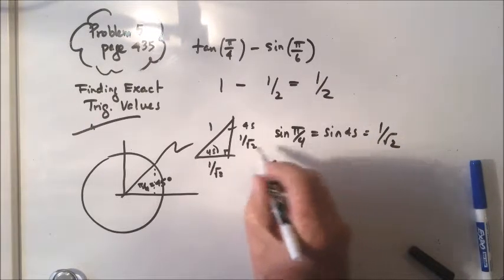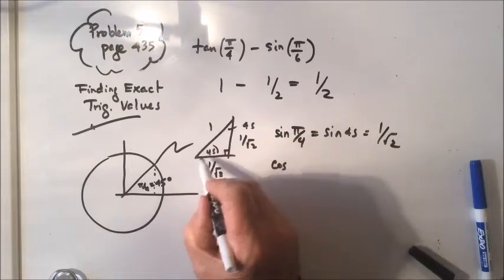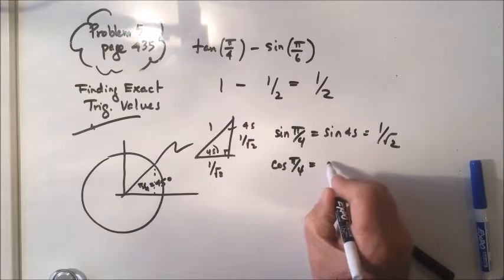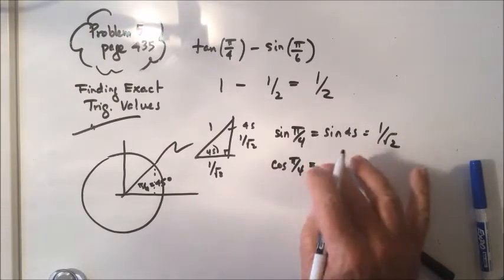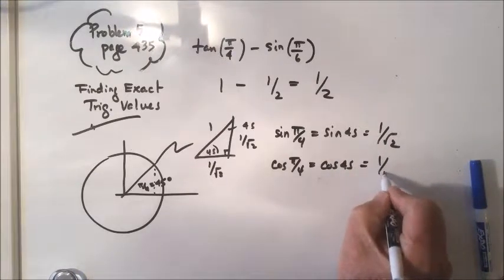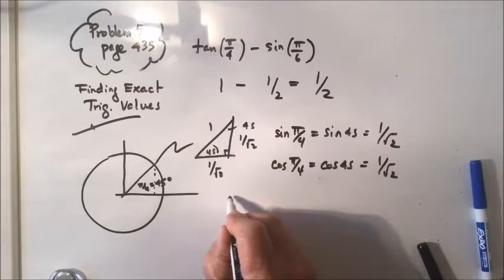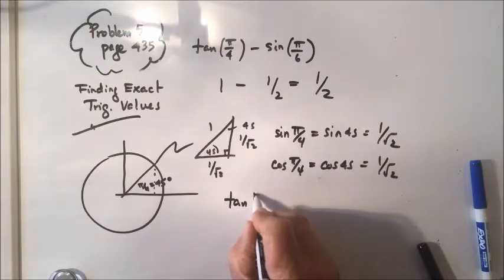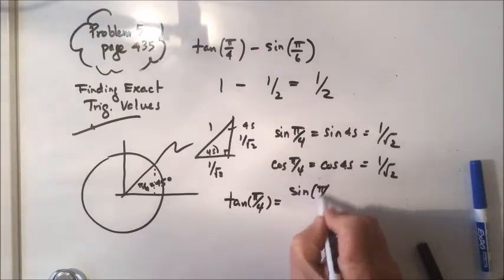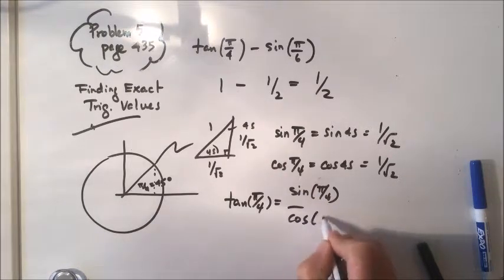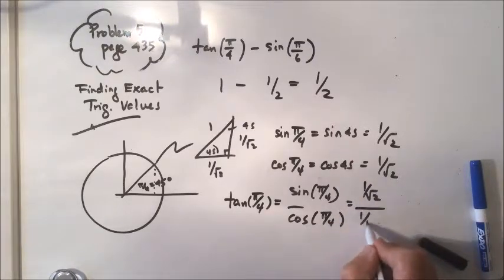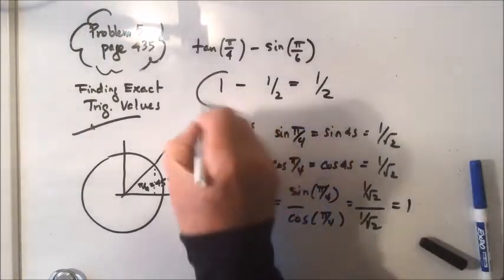The cosine now is the adjacent over the hypotenuse. So the cosine of pi over 4, the cosine of 45, is 1 over root 2. And so if we want to find the tangent, we just have to form the ratio of the sine to the cosine, and we're going to end up with 1 over root 2 divided by 1 over root 2. Pretty sure that's 1, as we said.